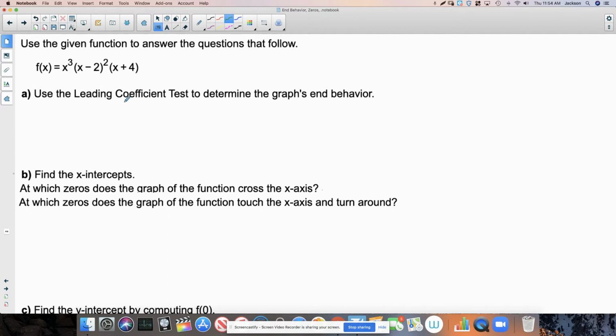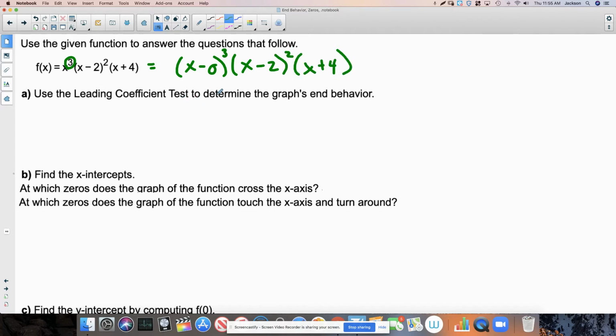Okay. Now, in terms of the leading coefficient test, when you first look at this, if you only look at the exponents, because this is already in factored form, and you say, oh, this is a third degree polynomial, that's not necessarily true. Because this is in its simplest factored form. Really, what this looks like is, if I may, write x as (x - 0) cubed, and then we have (x - 2) squared, and then we have (x + 4).